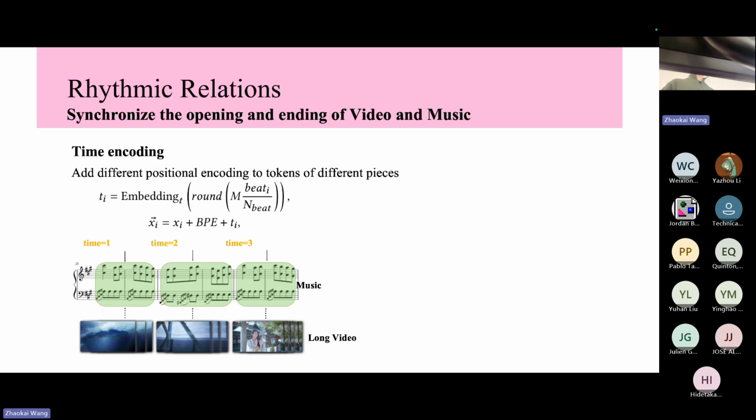So our idea is that you need to inform the model which segment the current music is in. Like, is it in the first percent of this video or the last percent of this video? So we designed this time encoding. It's a kind of position encoding, but you tell the model the specific relative time of this current music piece.